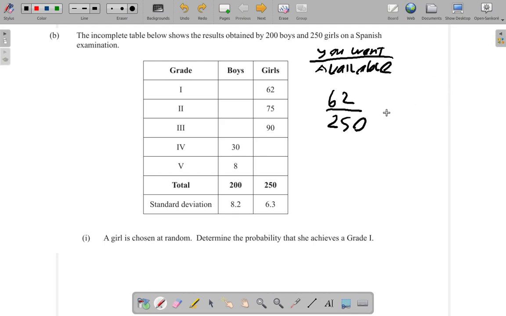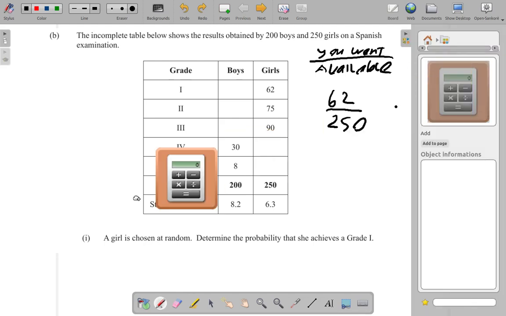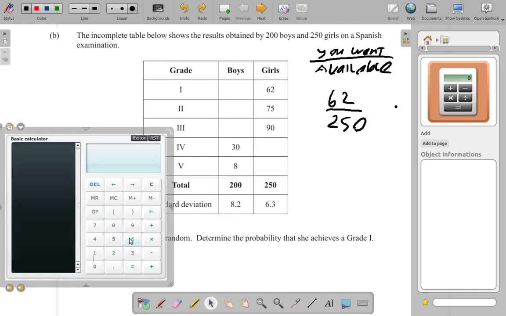You can cancel it down. So 62 over 250 is going to be 62 divided by 250 equals 0.248. You could have it as a fraction.